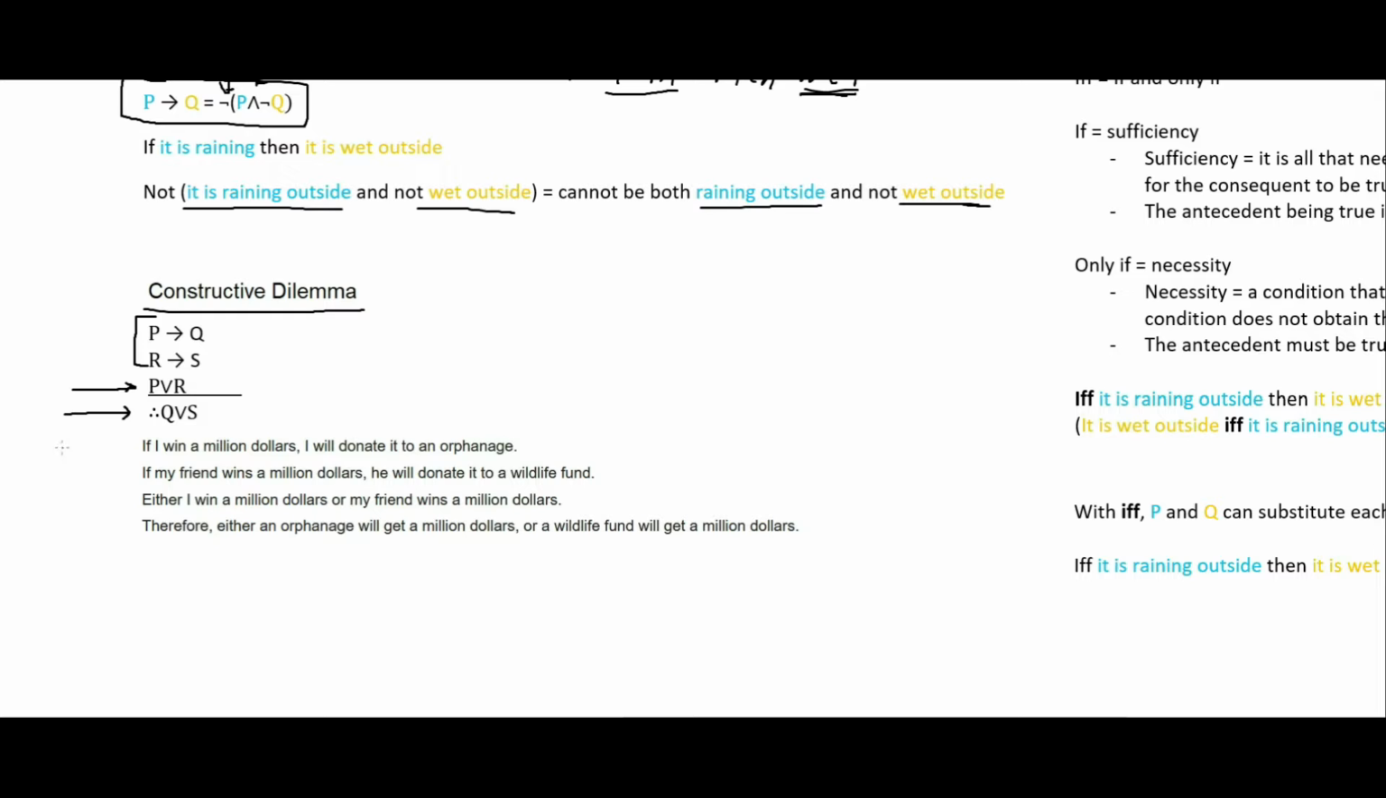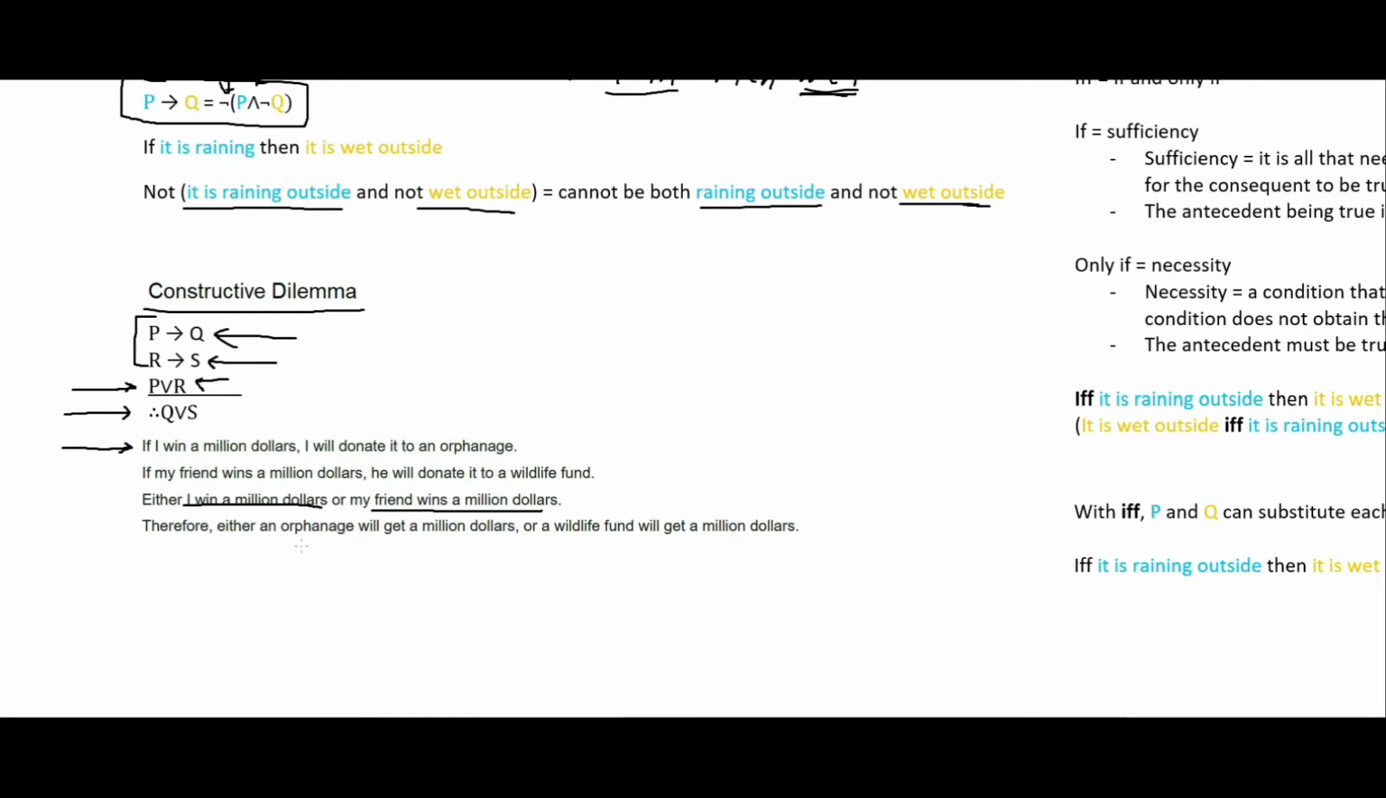This is an example that I copied off of Wikipedia. If I win $1 million, I will donate it to an orphanage, which is our if P then Q. If my friend wins $1 million, then he will donate it to a wildlife fund, which is our if R then S. And then either I win $1 million or my friend wins $1 million, which is our P or R.